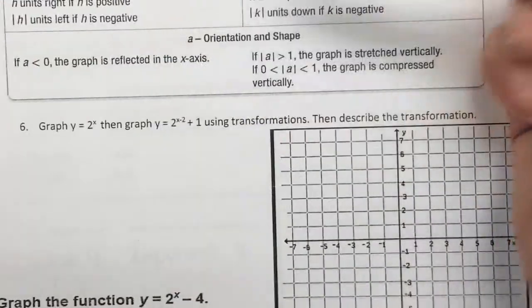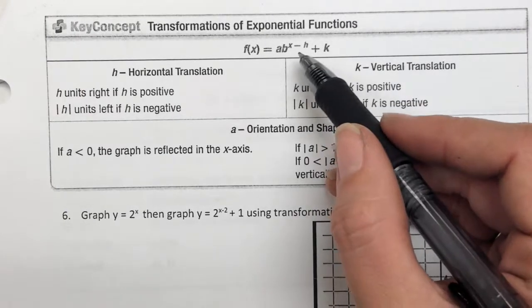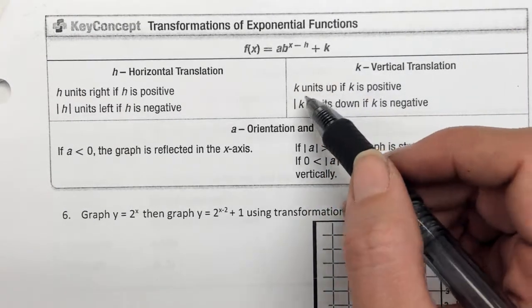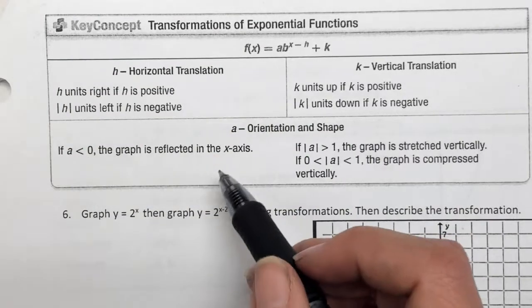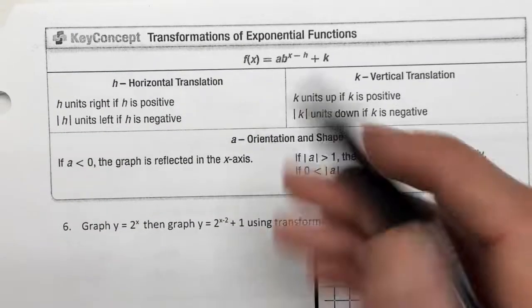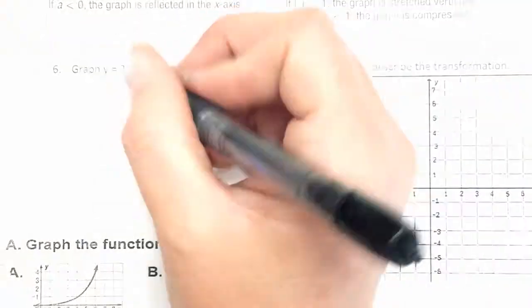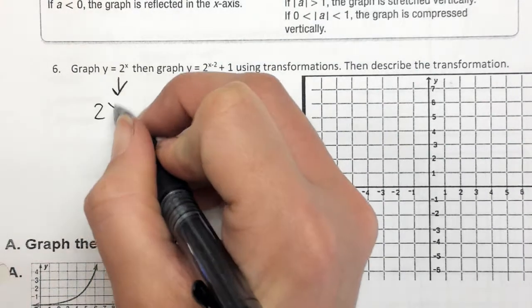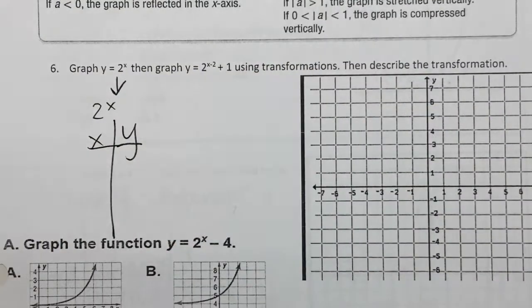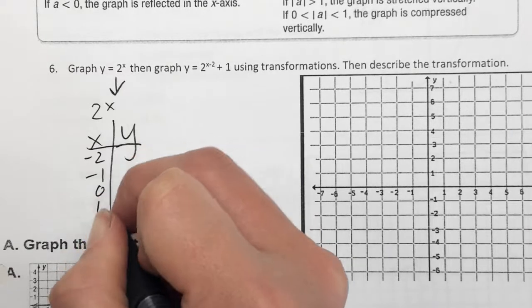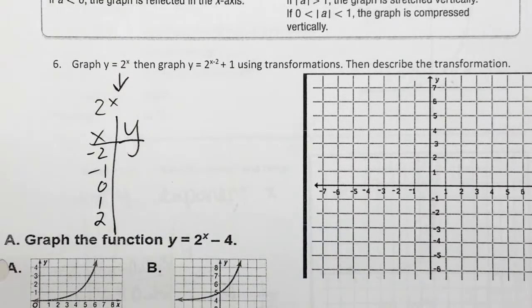And this just kind of reviews what we were talking about, the translations. If it's with x, it's moving left to right. If it's on the outside, it's moving up and down. And then the a, if it's negative, it flips across the x-axis. So pretty much everything we've already talked about is summarized up here. What I want you to do first is graph this 2 to the x by making a table. Go ahead and do that part on your own. Find your values, then graph it on your own. Don't graph this one yet. We'll do this together. Just 2 to the x right now. You don't even need your calculator to find these y values.